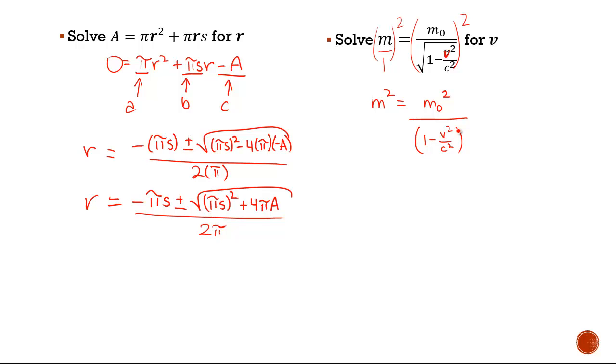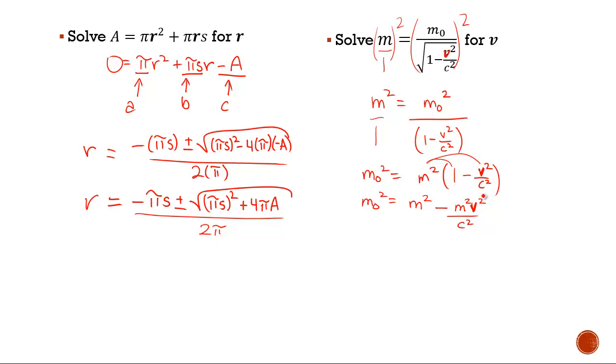Now, we also have this in the denominator. It'd be nice to get it out. So maybe let's use cross multiplication to release that a little bit. So m0 squared equals m squared times the bracket. And because we want v alone, and it's in this bracket, we should distribute it out so that we can have it on its own. So that's m squared times 1, and then minus m squared v squared over c squared.